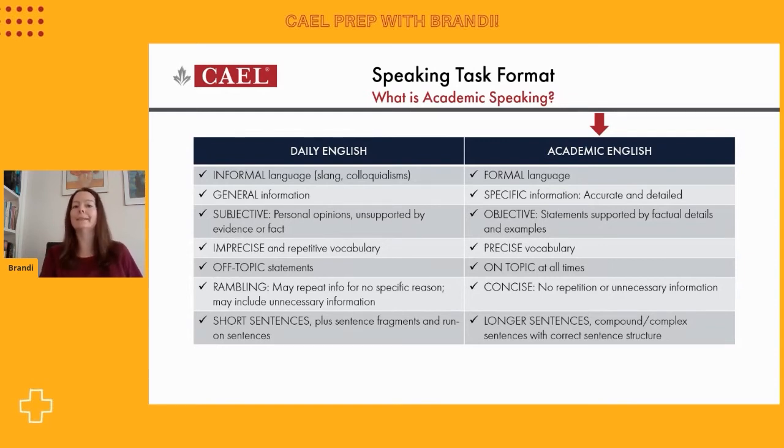On the Cael test, we will be expected to use formal language. So all of the ideas that we present should be supported with very specific details and examples. Any opinions or statements that you make need to be backed up as well and supported. Hopefully, our vocabulary on this test is going to be high level and sophisticated. We're looking for a good variety of words as well, words that are quite precise.